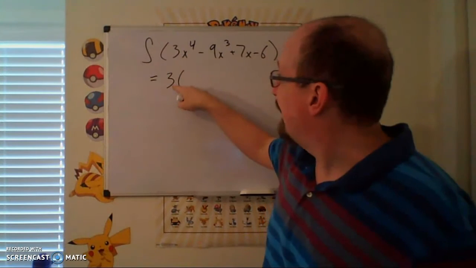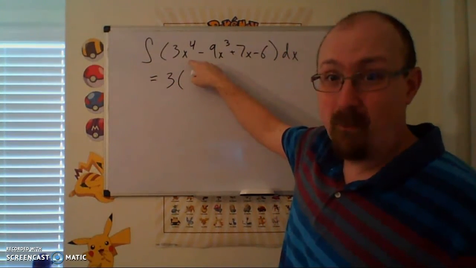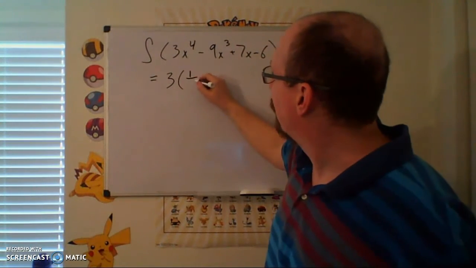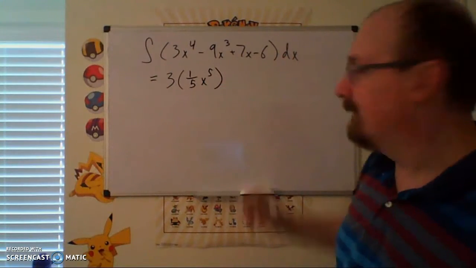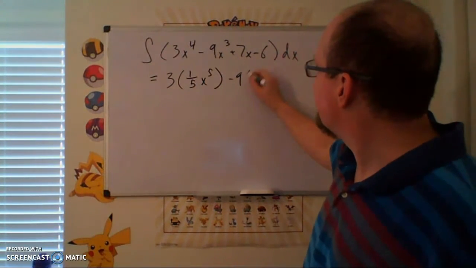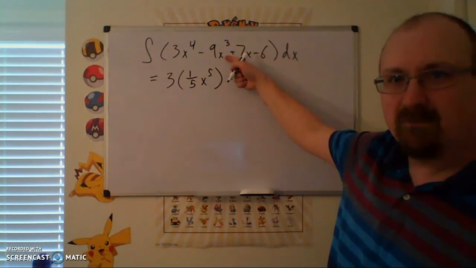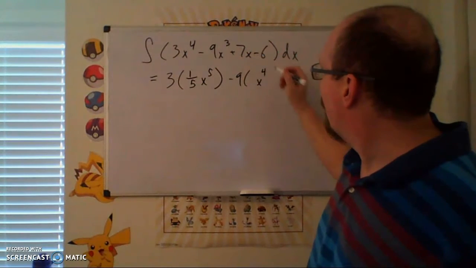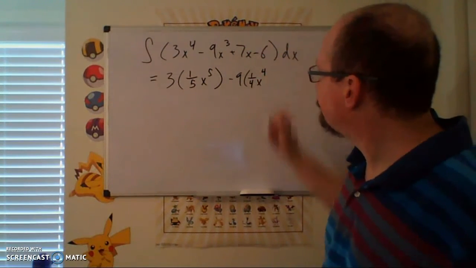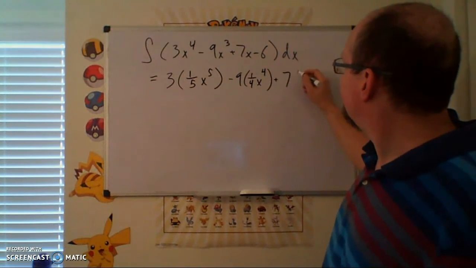But the 3 kind of comes along for the ride as we find an indefinite integral or antiderivative for x to the 4th. Our power rule tells us that would be 1/5 x to the 5th, minus 9 coming from that next term. Again, we call in that reverse power rule for x cubed. We go up to x to the 4th. We've got to divide by 4, plus 7.